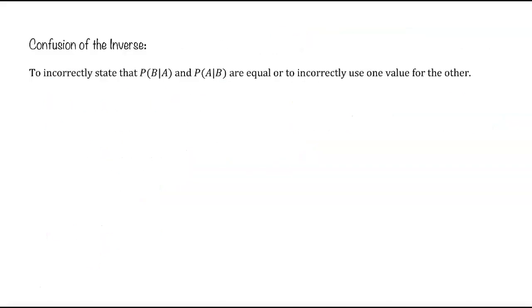Now we are ready to talk about the big idea of the confusion of the inverse. This is the idea of incorrectly stating that the probability of event B occurring given that A has already happened is the same thing as the probability of event A happening given that B has already happened. These are not the same thing, but they are often confused and incorrectly used for one another.